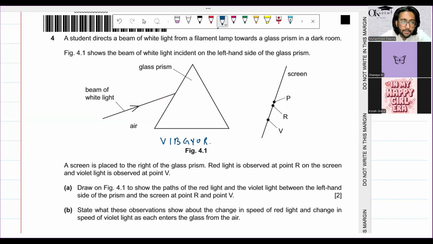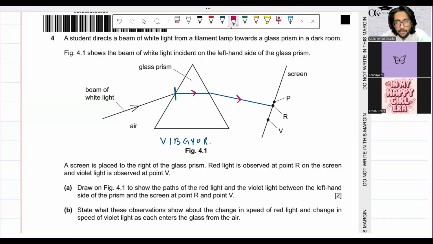So what I'll do here is first of all draw the normal. This is the normal, perpendicular to the surface. Yeah, this would be the normal. So it bends towards the normal, something like this. And then here's the normal again. So the light will bend towards point R. But you notice this is not a lot of bending. It almost looks as if it's a straight line. There is bending, yes, but not a lot of bending.